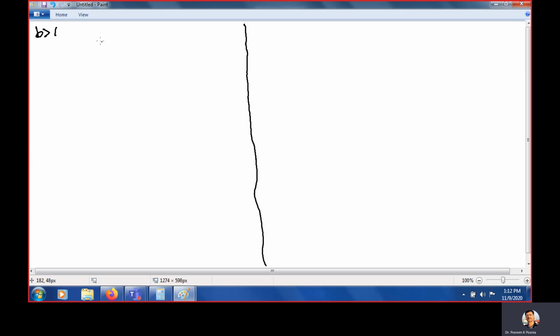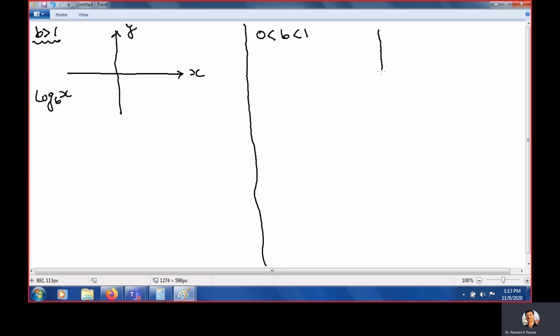So how does the graph look for log x base b? It is x, y, it is log x base b. If b is greater than 1, clear, this is 1, and if b is between 0 and 1, how does the graph look? So both the conditions we need to study, because in the exponential function here the graph was increasing, here the graph was decreasing. Okay, so it is log x base b.